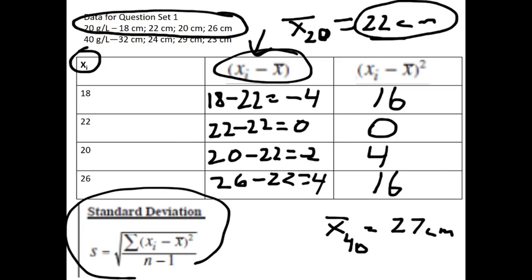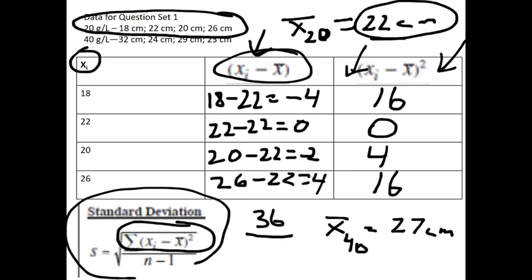Now if we look a little closer at our formula, it says to take the summation of xi minus x bar squared. That essentially means take this last column and add it up. So 16 plus 0 plus 4 plus 16. If you add those up, you get 36. So our summation of xi minus x bar squared is 36.